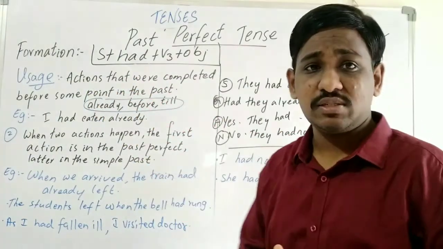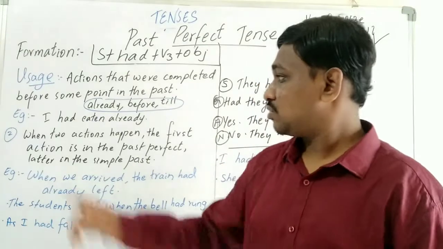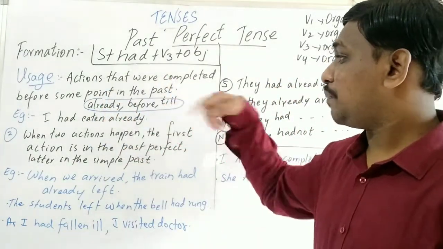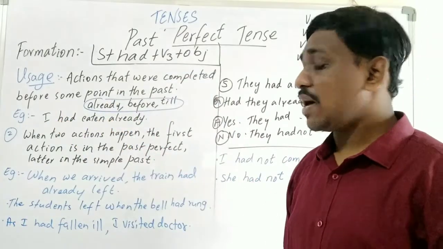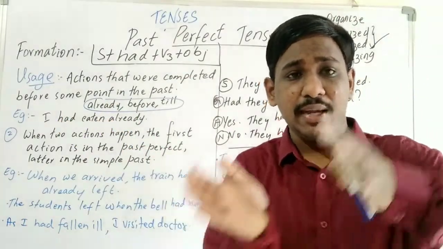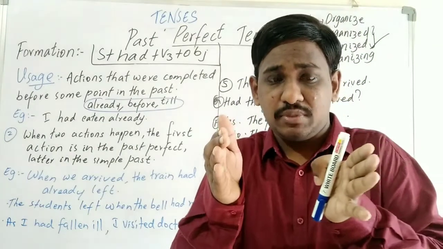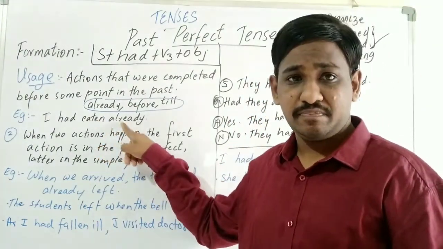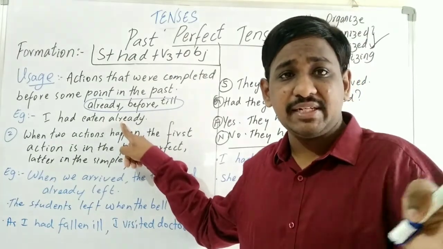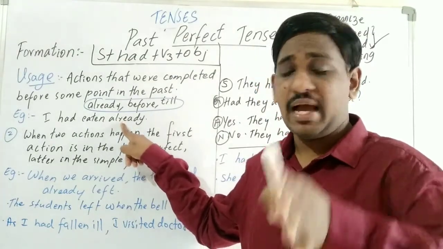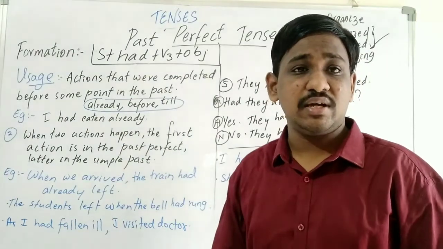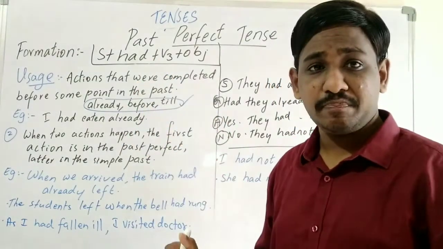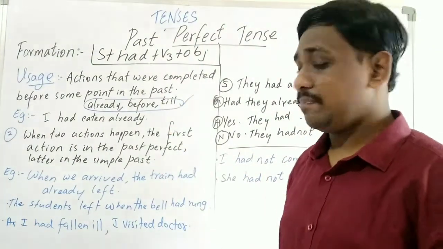So when do we use past perfect tense? First one, actions that were completed before some point in the past. So they already completed. They continued for some time and they completed. So for example, I had eaten already. Already it's completed. You took some time for eating and you completed it. Usually keywords in the past perfect are already, before and till.